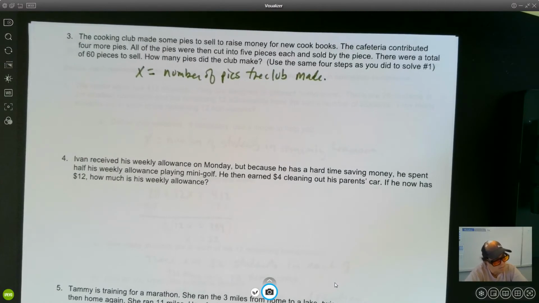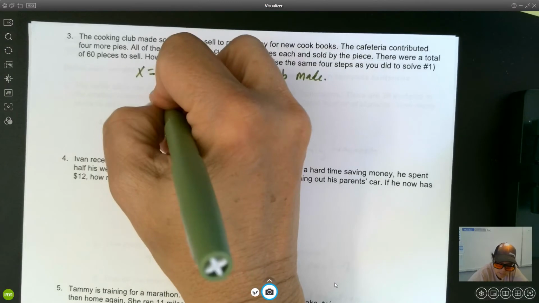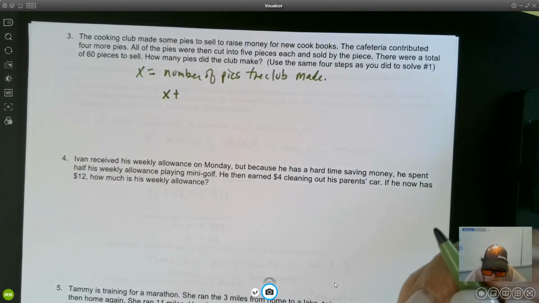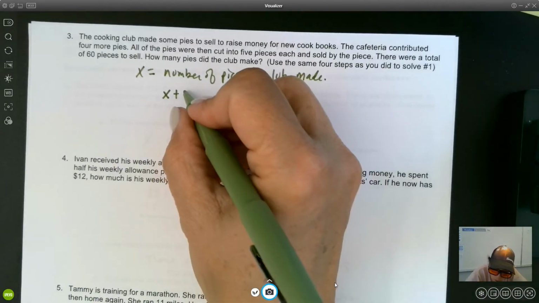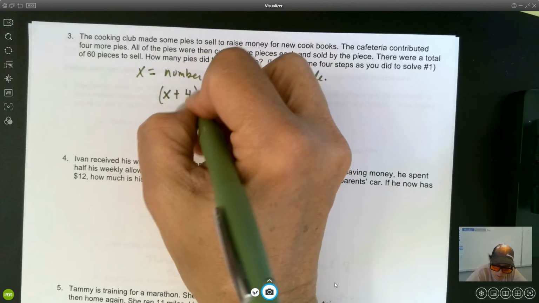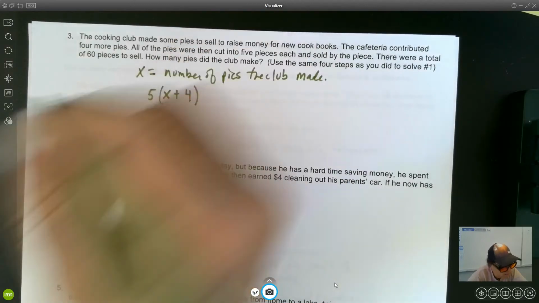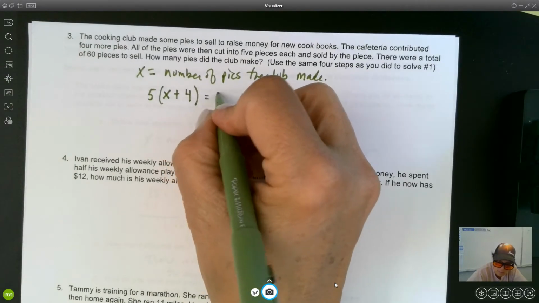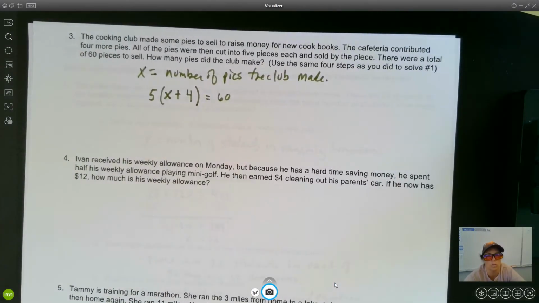All right, so we've got the number of pies the club made plus, I think there were 4, was it? Yes, 4 more pies. All of these pies get cut into 5 pieces, which totals a grand total of 60 pieces needed to sell.